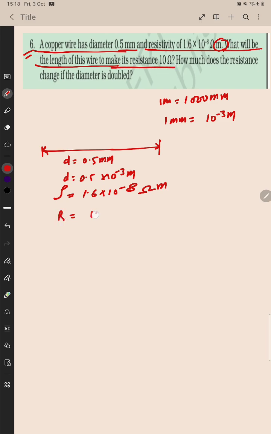So R they have given how much, students? 10 ohm. What are they asking? Length they are asking, that you have to keep in mind. So what formula are you going to use, students? R is equal to what? Rho L by A. This is the standard formula of it.